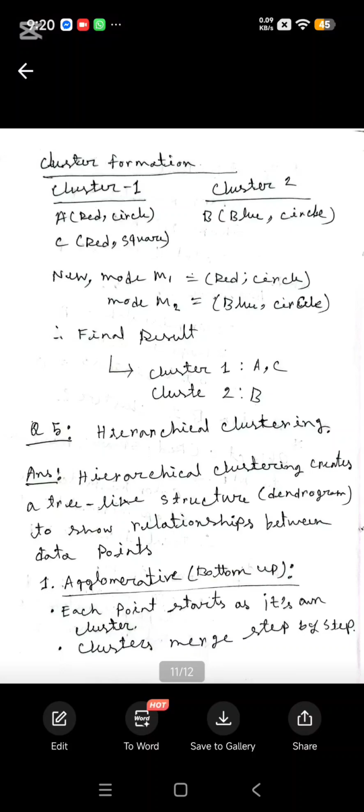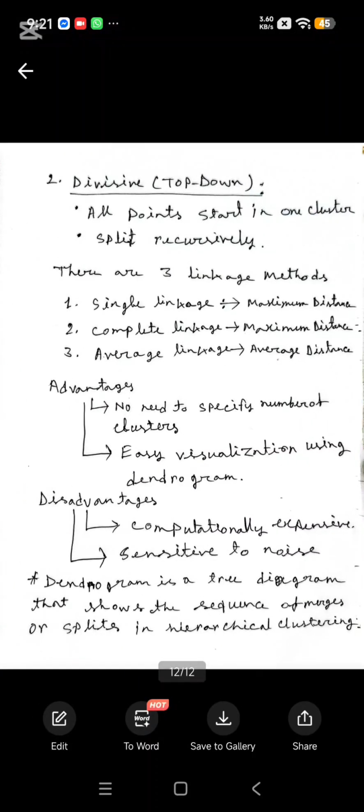We start with individual data points and gradually merge them. In divisive clustering, we start with one large cluster and keep splitting it. The result is visualized using a dendrogram, which helps us understand how clusters are formed and decide where to cut the hierarchy.